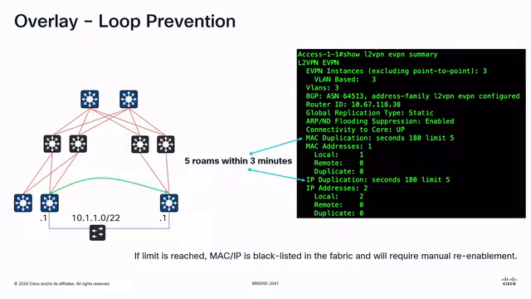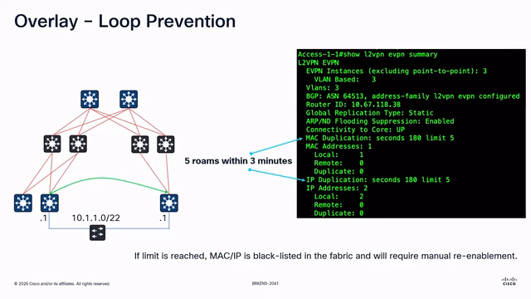And these are the default values, as you can see. So 5 duplicates within 3 minutes. After that time, all the VTEPs will block this MAC address or IP address for 5 minutes until they unblock it. Or you can manually clear it.